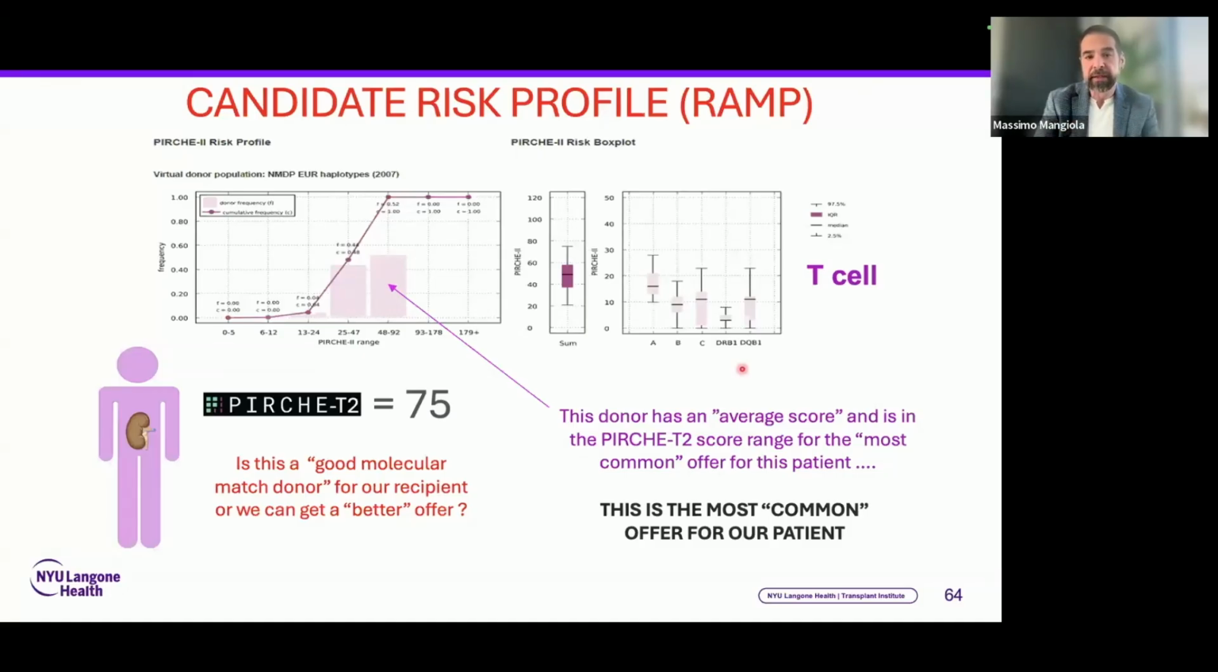It's like smack in the bucket of 48 to 92, where more than 50% of donors are. And based on the average PIRCHE score, which was 51, this is slightly above the average PIRCHE score for this patient. So it's not a bad donor, because there are other things that you need to consider to qualify a donor as a good donor. But in terms of molecular mismatch, it's slightly above the average out there.